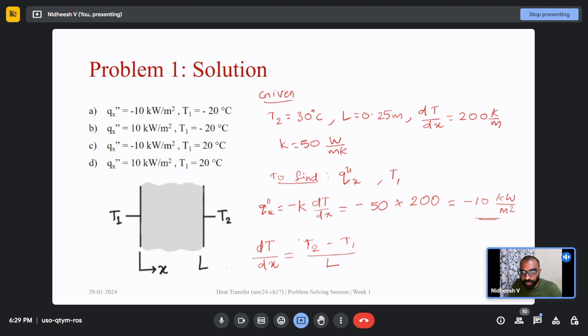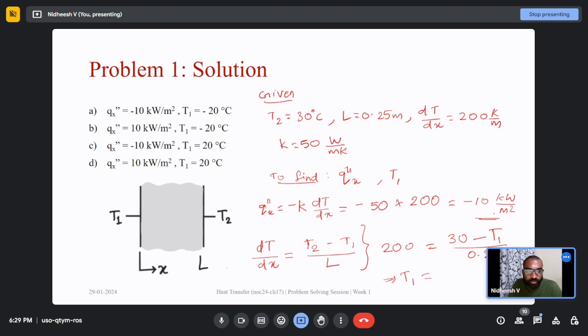We know that dt by dx equal to T2 minus T1 by L, and dt by dx is already given to us. It is 200 Kelvin per meter. So 200 equals T2, which is already given as 30 degrees Celsius, minus T1. We don't know T1, we need to find it, divided by L. L is also given to us, 0.25 meters. So from this we can solve for T1.